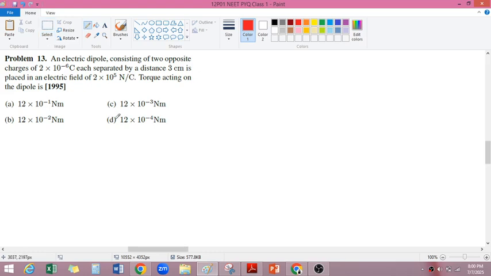An electric dipole consisting of two opposite charges, separated by a distance of 3 centimeter, is placed in an electric field of 2 into 10 power 5 newton per coulomb. Torque acting on the dipole is, yeah, so very simple. So minus Q, plus Q. You already know the formula for this. Electric field is given, charge is also given, distance is also given, 3 centimeter. This I think we take as A or L.